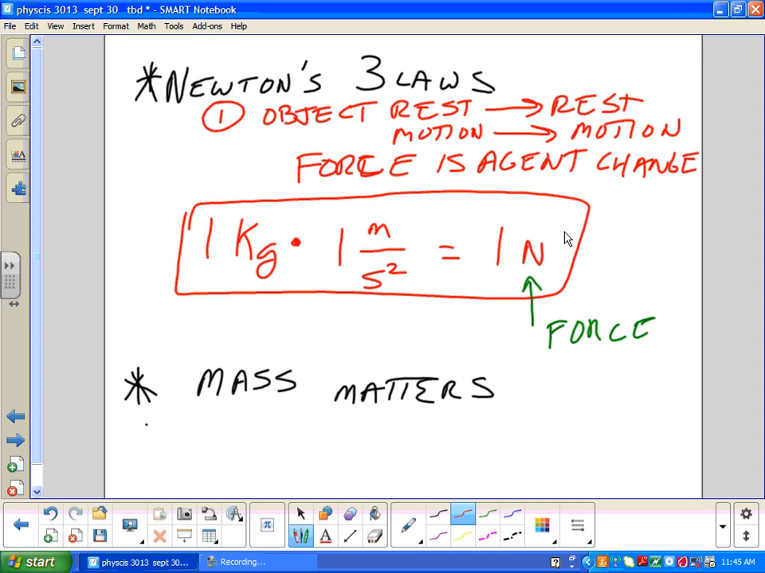If I drop a bowling ball or a marble on your toe, it matters which one it is, right? Because the bowling ball weighs probably 10 kilograms, rounding the numbers up. The marble probably doesn't even weigh 0.005 kilograms. So every time we do something, it's a direct relationship, isn't it? The bigger the mass here, the more force you'll have over here, assuming the acceleration is the same. So mass matters.